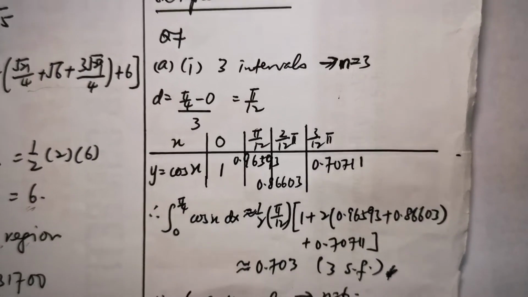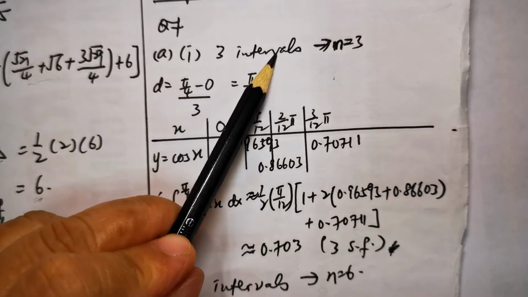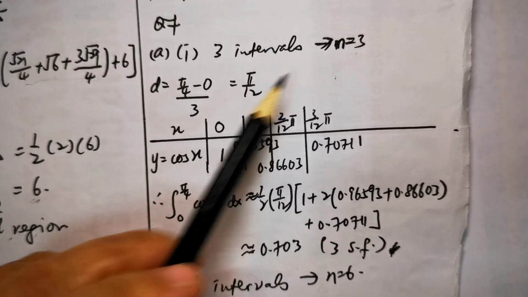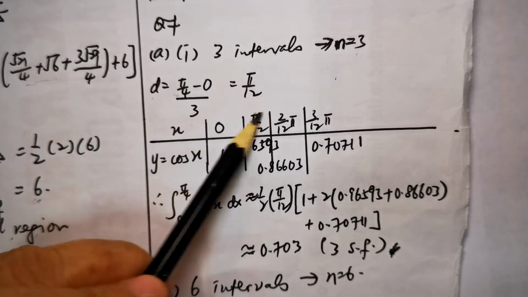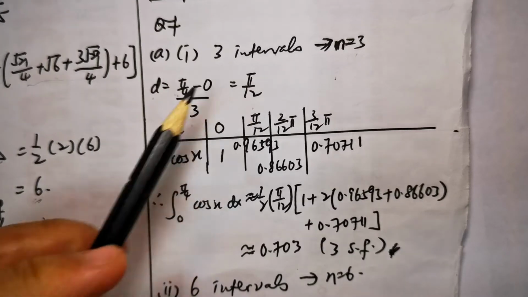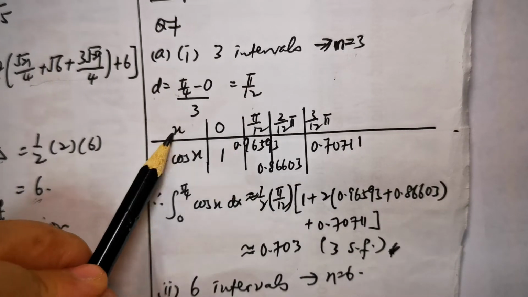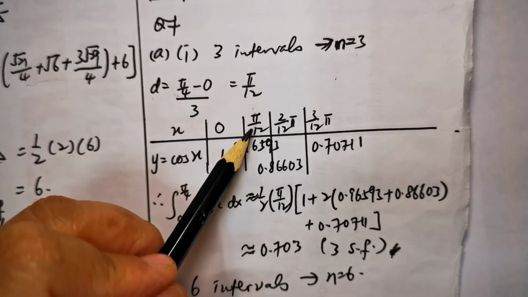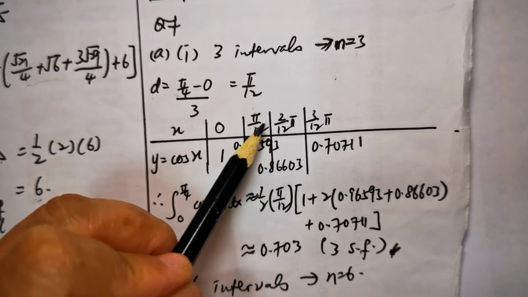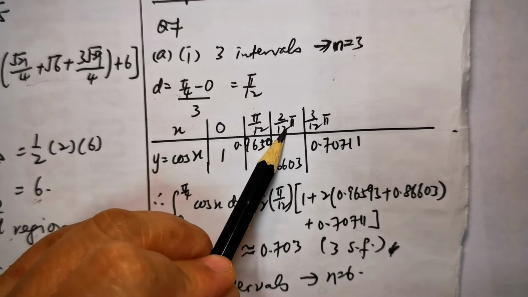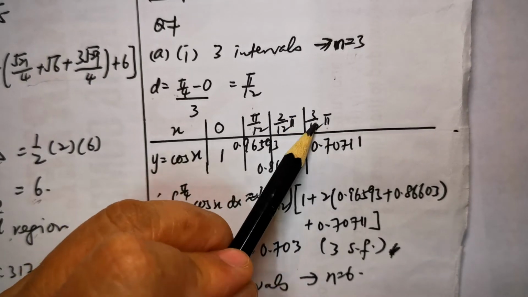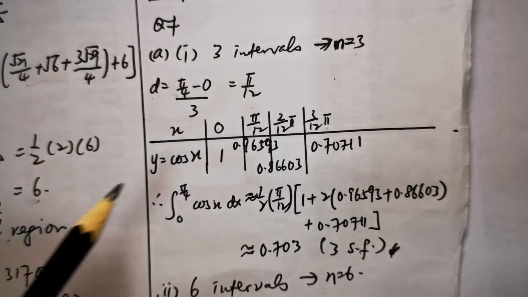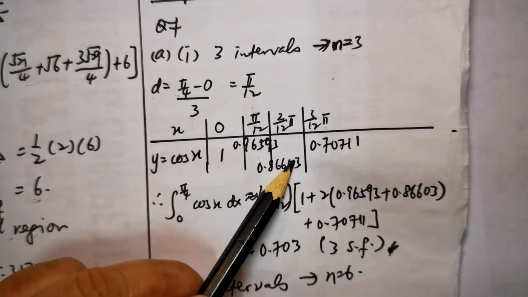As usual, the steps are as usual. 3 intervals, right? So n equals 3. So calculate the d, because from 0 to pi over 4, the d is pi over 12. So construct the table. x starts from 0, each time add pi over 12, add another pi over 12, add another pi over 12. After you simplify, it's actually pi over 4. Okay, then calculate your y.